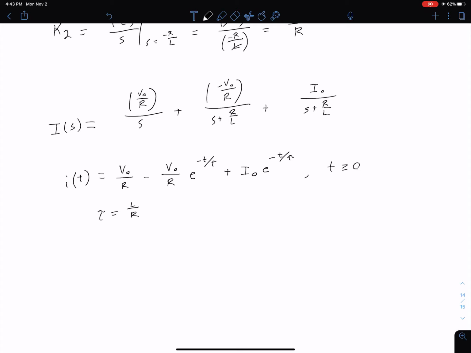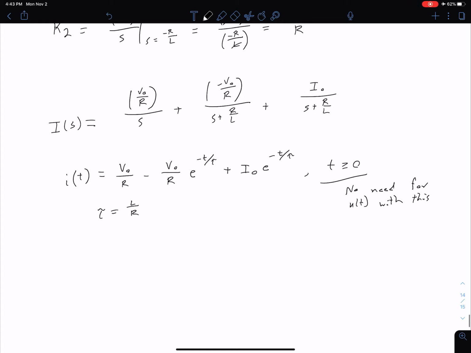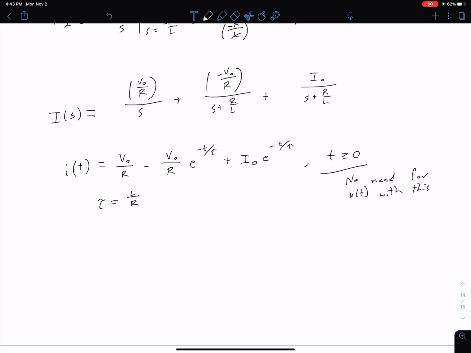And so what we can notice is that by defining this as t greater than 0, I don't need to explicitly write u of t. So no need for our u of t with this present. As long as we have that t greater than 0, that's essentially saying the same thing as multiplying that whole thing by u of t. And so this should look pretty familiar from when you've analyzed RL circuits in previous classes.